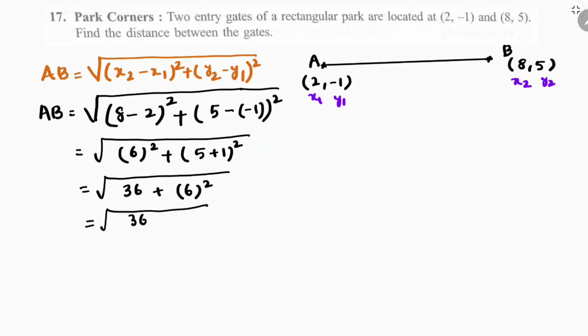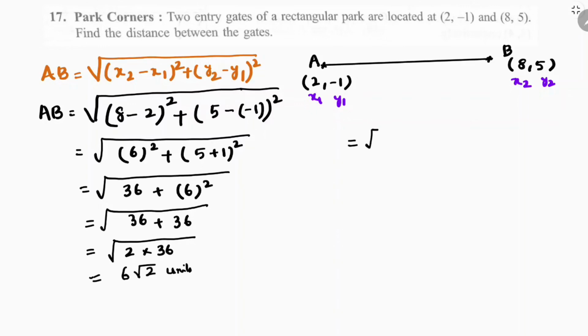So 36 plus 36. My advice is, if you write 36 plus 36 as 2 times 36, it will be easy to conclude the answer: 6 root 36 is 6 and root 2. 6 root 2 units. The distance between two gates is 6 root 2 units.